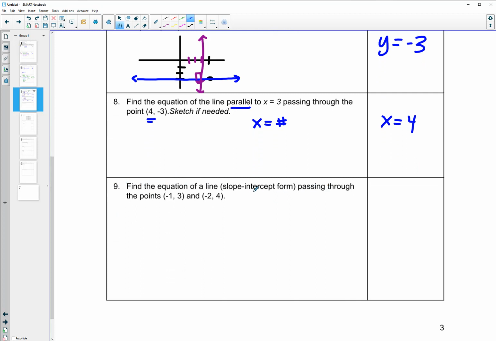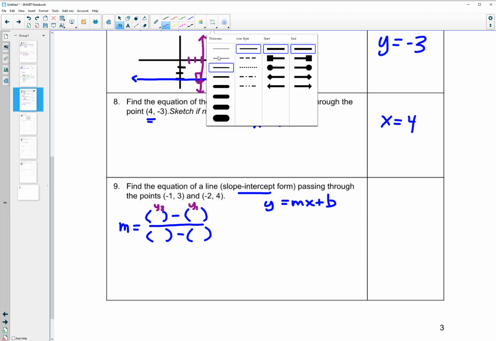Okay, and this is a classic. Find the equation of a line passing through the points negative 1, 3, and negative 2, 4, right? Slope-intercept form, that's y equals mx plus b, right? So I need the slope, and I always like to use parentheses here so I don't make any sign errors: y2 minus y1. For some reason, a lot of you often put the x's on the top and the y's on the bottom, but in fact, it's y2 on top.